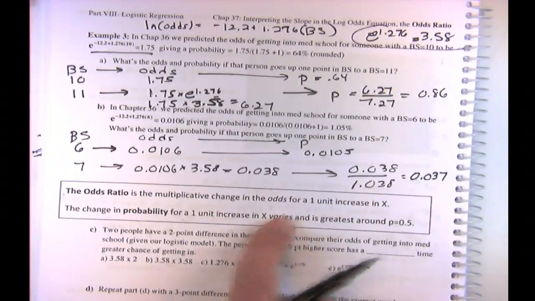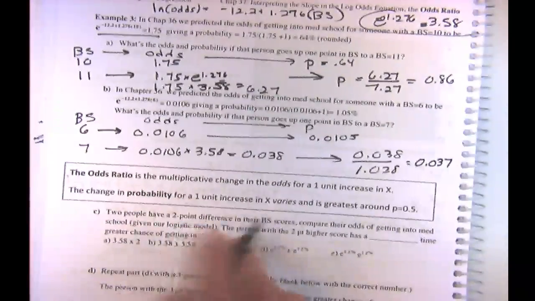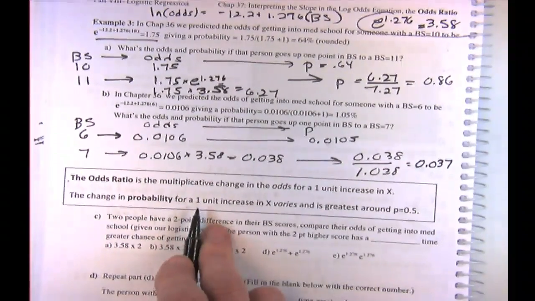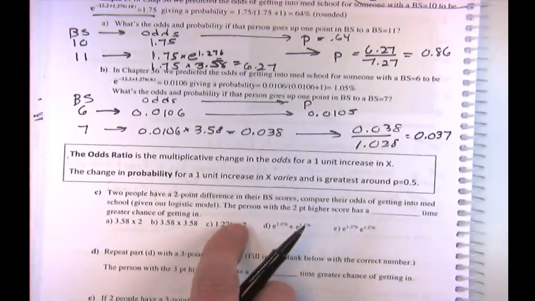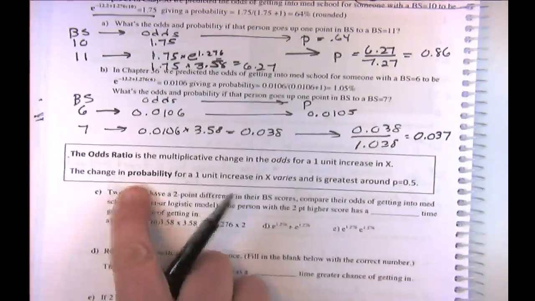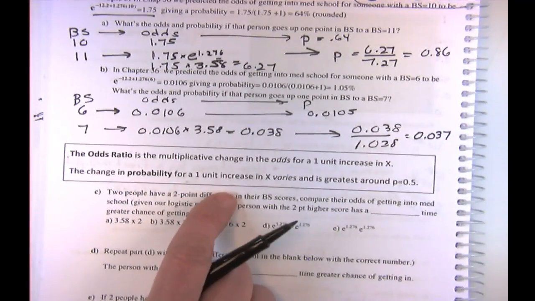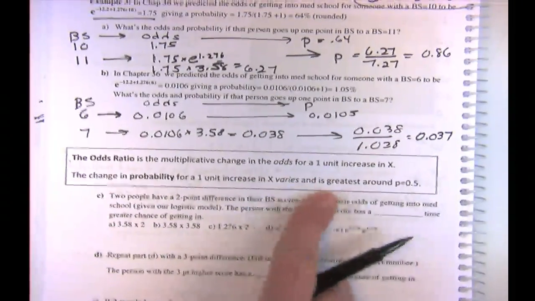So that's called the odds ratio. That's what people call it. It's the multiplicative change in the odds. Okay? So you can't talk about the change in the probability because that changes. It's greatest around 0.5, but it varies.